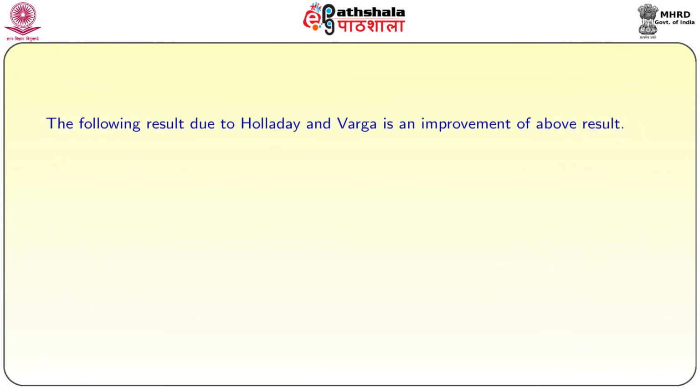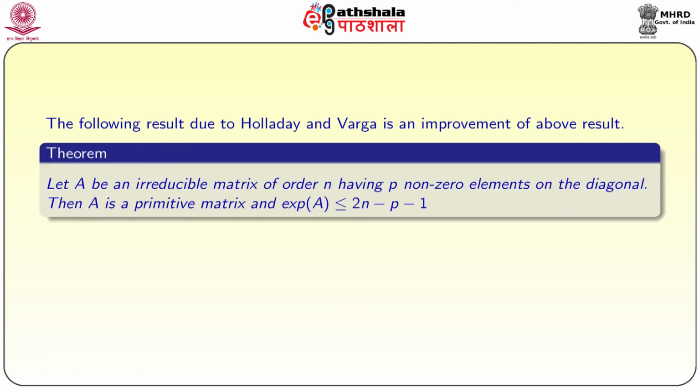The following result due to Holladay and Varga is an improvement of the above result. It says: let A be an irreducible matrix of order n having p non-zero elements on the diagonal, then A is a primitive matrix with exponent of A less than or equal to 2n minus p minus 1.